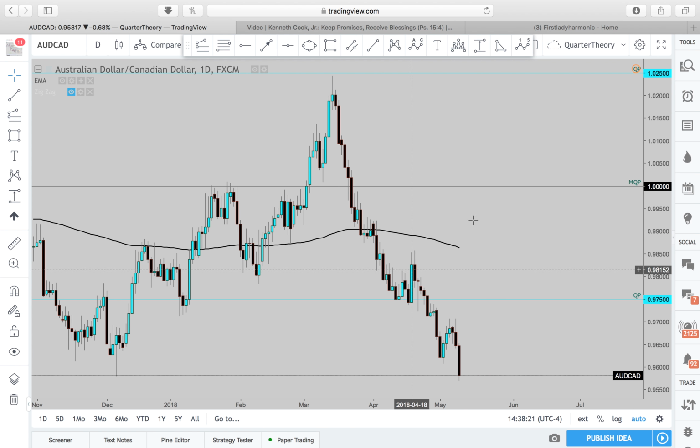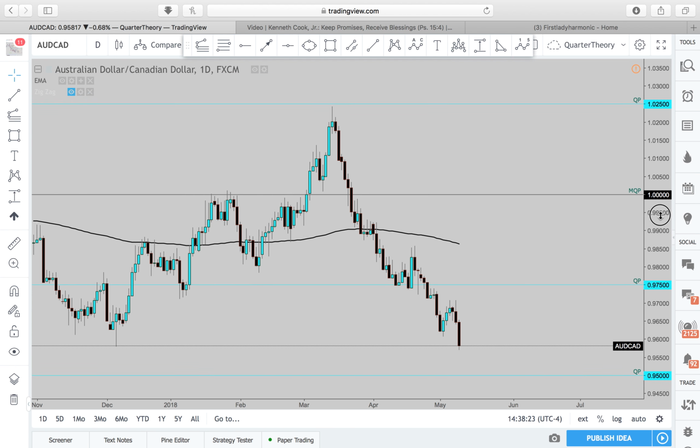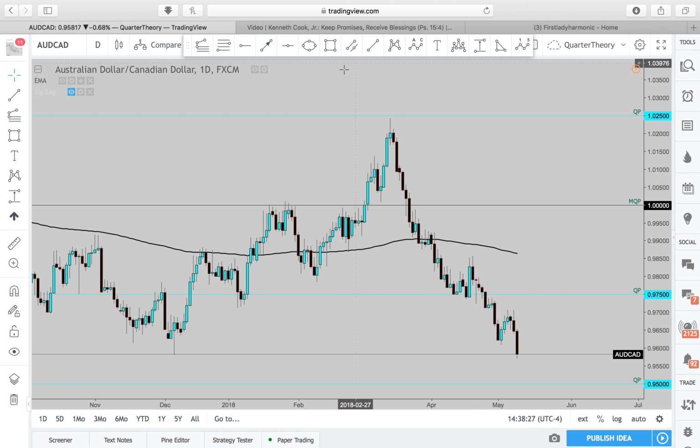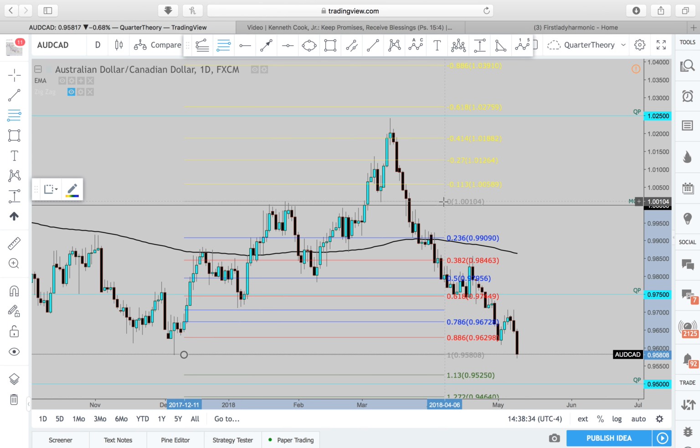And so, looking at this from a daily perspective, I have my major quarter point. We have a quarter point coming up into view. I do see a harmonic here. Looks like it's going to be a bullish shark, from a relative low to the relative high here. We have an X to A to B at 50%. The C is a 414, barely missing the 618, but very close to the quarter point, as you can see.